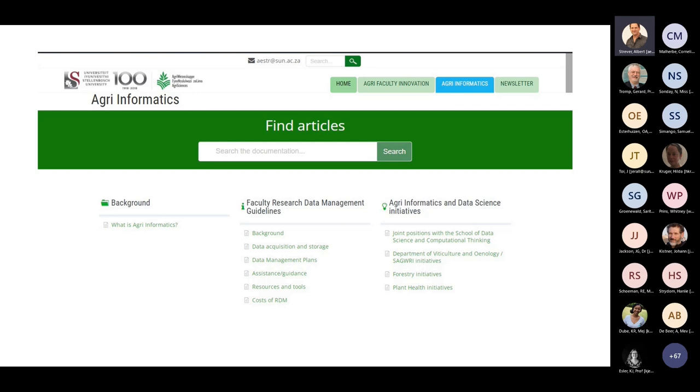We also collaborate with the Data School, the School of Data Science and Computational Thinking, in specific disciplines in agriculture. And this is also very positive because those people work with data every day of their lives, more towards the data science actual goals and bioinformatics. But also, I think the informatics must not stay behind and stay close to the industry application and problem-solving abilities of the data we create.